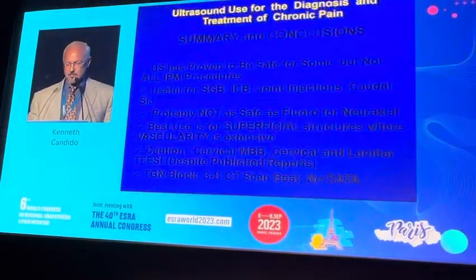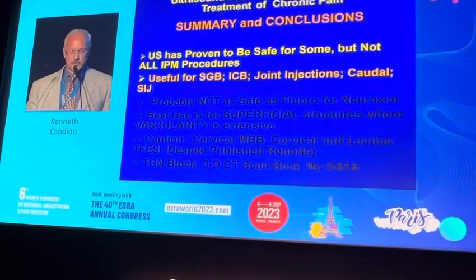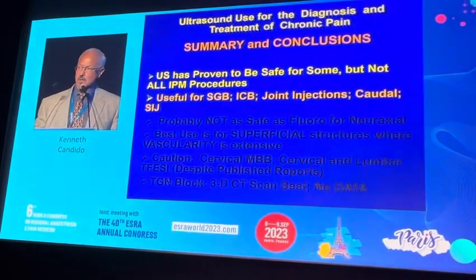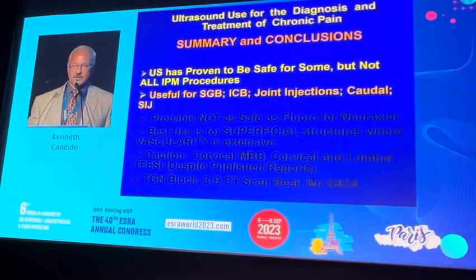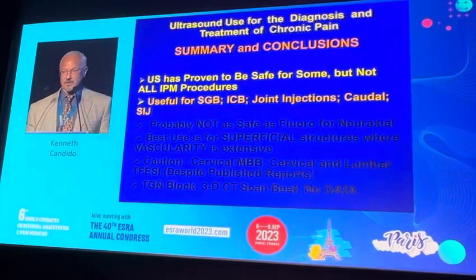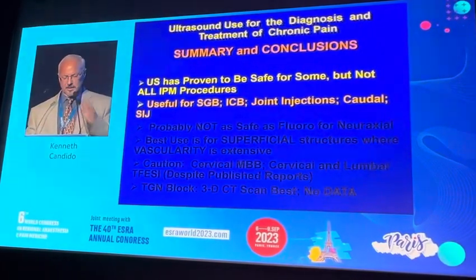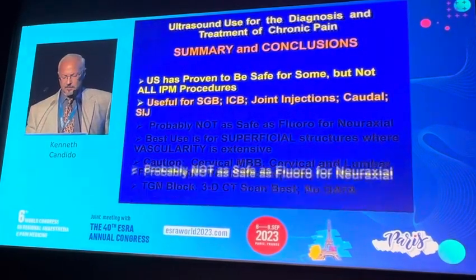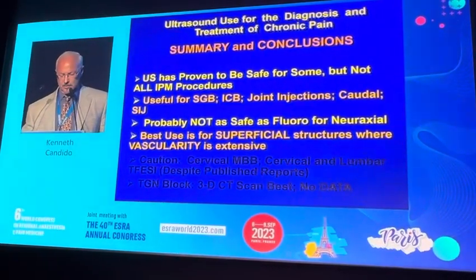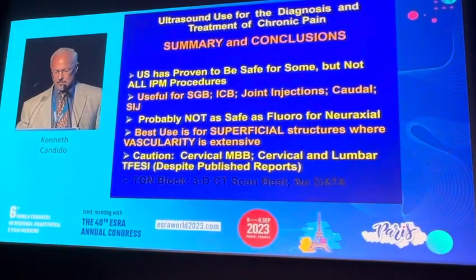I'll just leave it by saying that ultrasound has proven to be safe for some, but not all interventional pain management procedures. I certainly don't use it for articular facet injections. So that's where Thomas and I might disagree. And for transforaminal injections in the neck, I do not even perform those techniques any longer. It's useful for stellate ganglion block, intercostal nerve block, certainly for peripheral joint injections, and possibly for caudal and SI joint. I don't think it's as safe as fluoroscopy for when we're talking about neuraxial blocks.